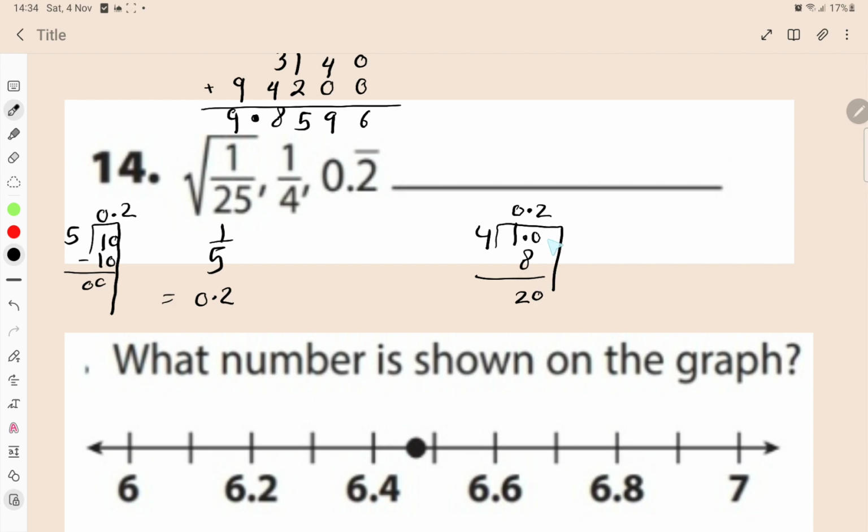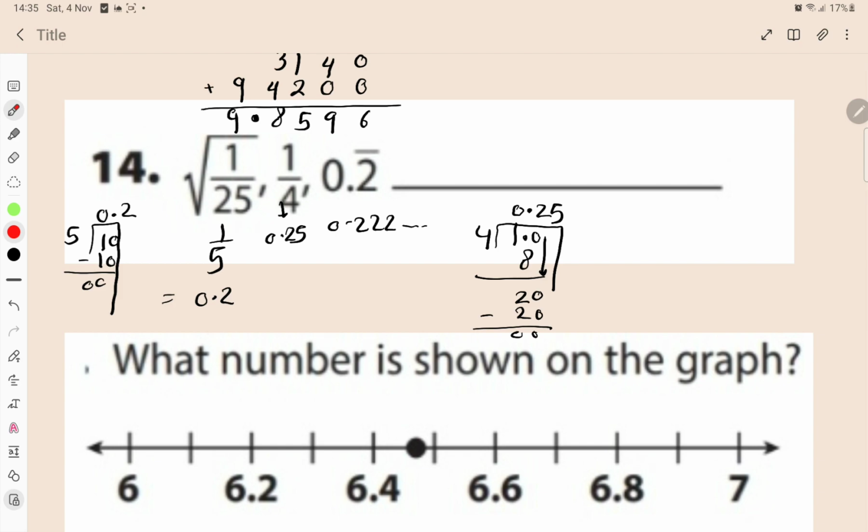Drop another 0. 20 divided by 4 is 5, and 5 times 4 is 20. And the answer is 1 over 4 is the same as 0.25. 0.2 repeating is the same as 0.222 and so on.